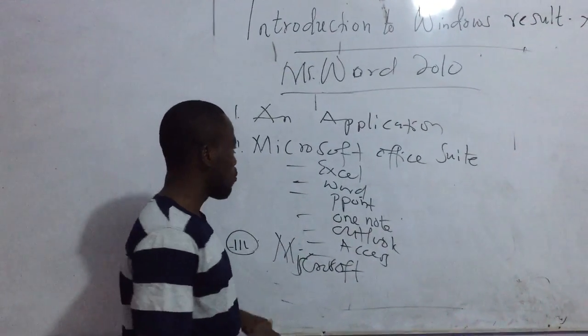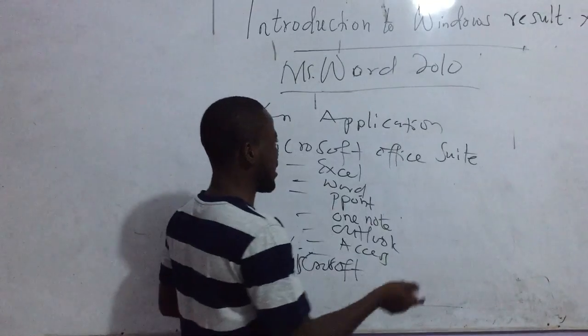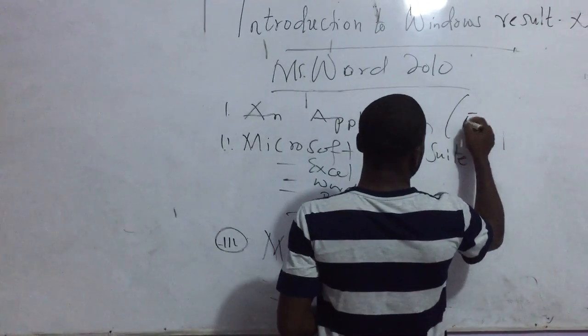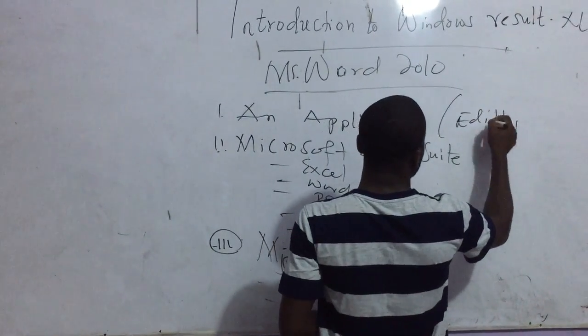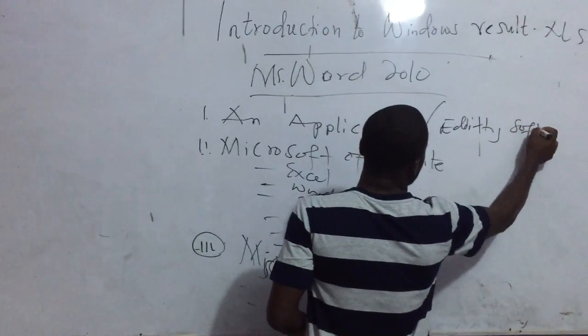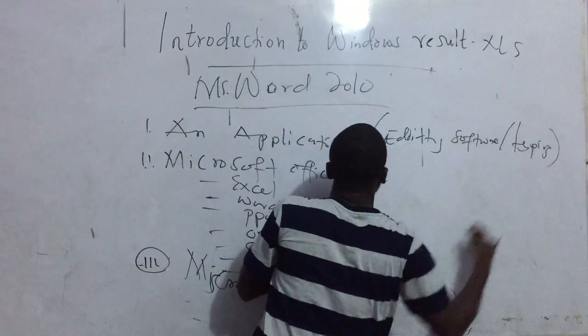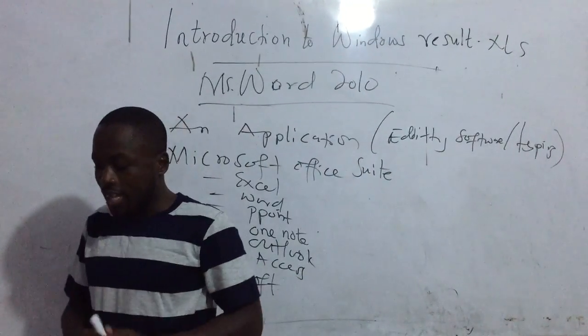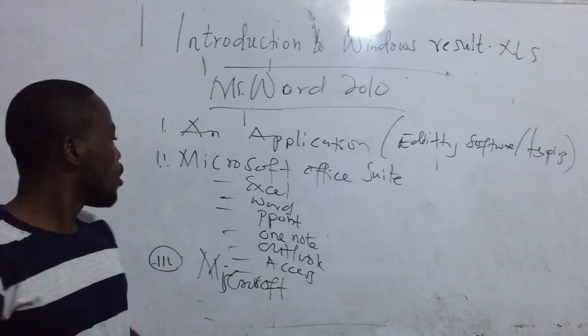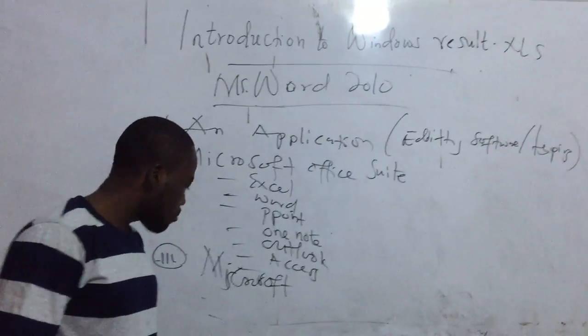So we are saying Word is an application software. In other words, it's an editing or typing software. If you want to type your assignment, articles, publications and things, you use Microsoft Word.